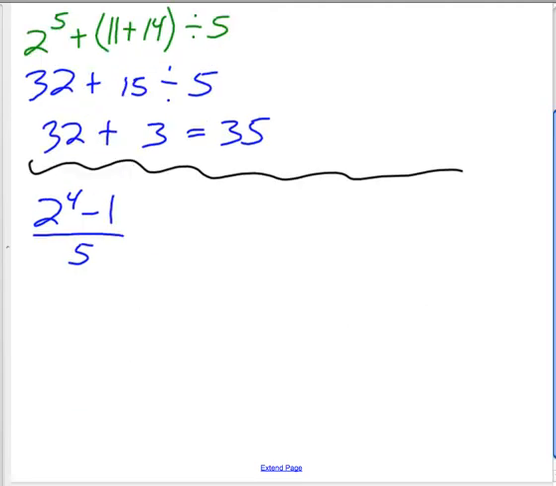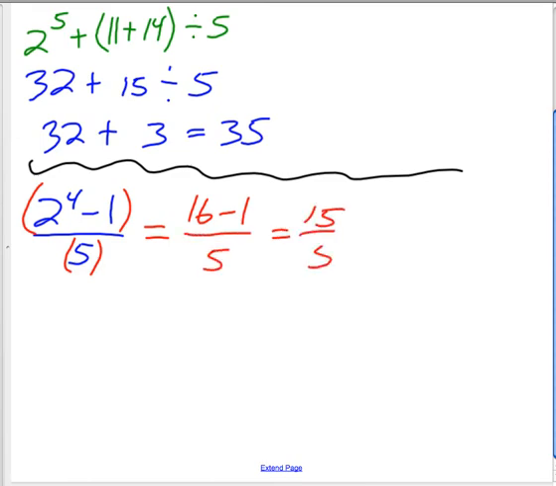Now we have 2 to the 4th minus 1 divided by 5. So this fraction bar does 2 things. Not only is it division, it's also a grouping symbol. Essentially what it's saying is simplify the top, simplify the bottom, in this case nothing to be done, and then do the division. Okay, so remember, a fraction bar acts as both a grouping symbol and a division symbol. So we're going to simplify the top, we're going to get 2, 4, 8, 16 minus 1, and that's going to be divided by 5. So 15 divided by 5, and that's going to be 3.